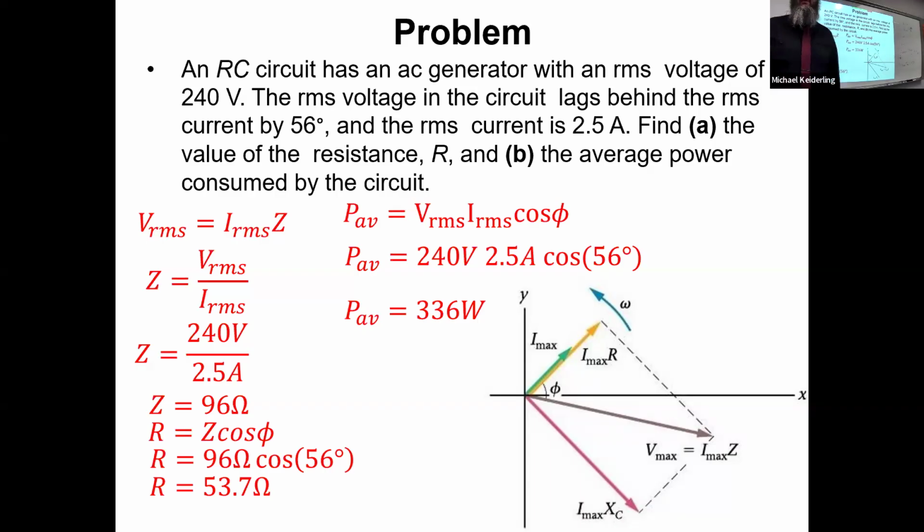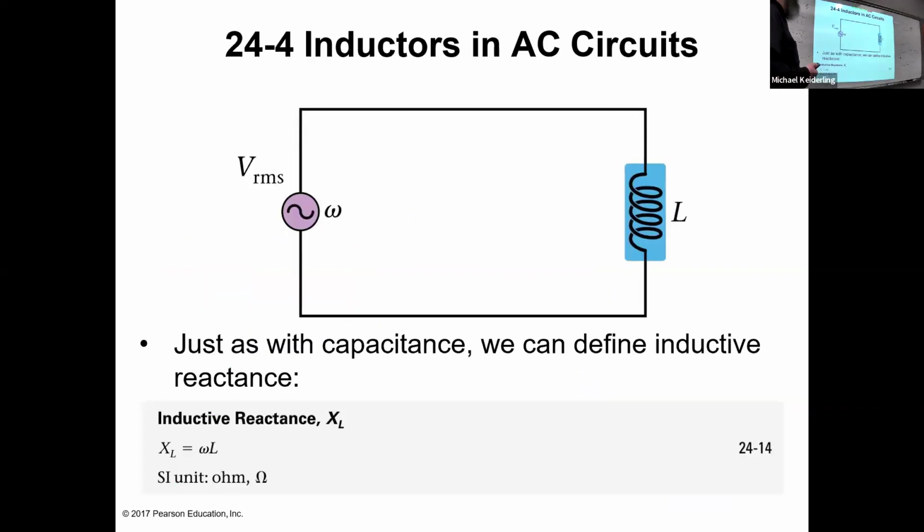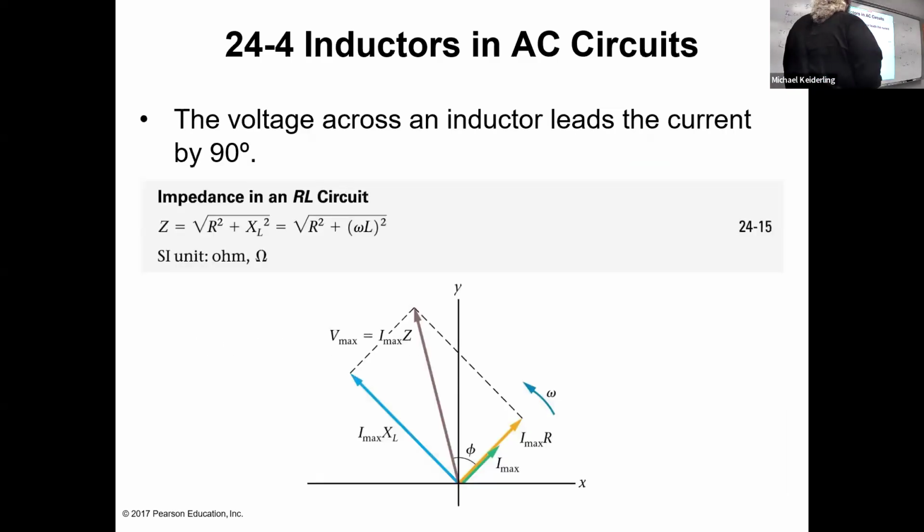And I think what I'll do is I'll go through an introduction of the impedance, and then I'll stop there for today. So inductors. So much like capacitors, inductors are out of phase, and we can define inductive reactance. The capacitive reactance is 1 over omega C. The inductive reactance is omega times L. And the voltage across an inductor leads the current by 90 degrees.